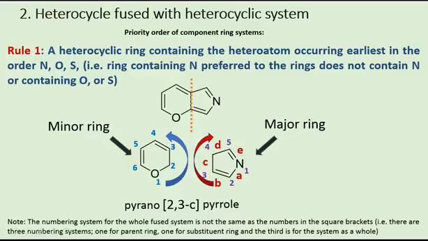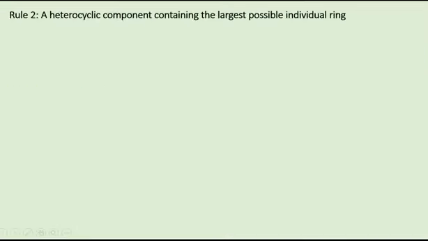The numbering system for the whole fused ring is not the same as the numbers in the square bracket. That is what we have to see, because the numbers for the ring system are not the same as the numbers we are giving for individual rings. Second one: the heterocyclic component containing the largest possible individual ring. Okay.